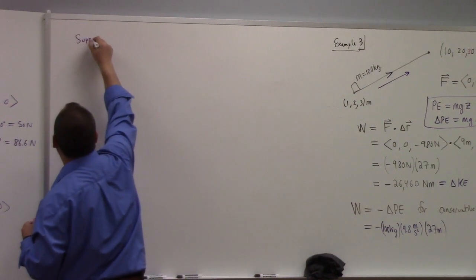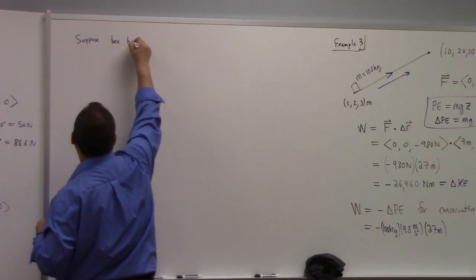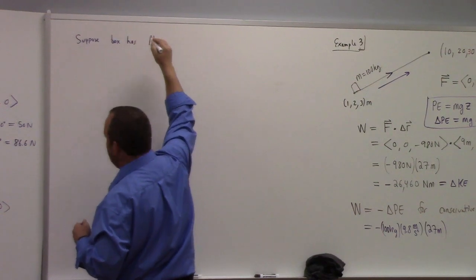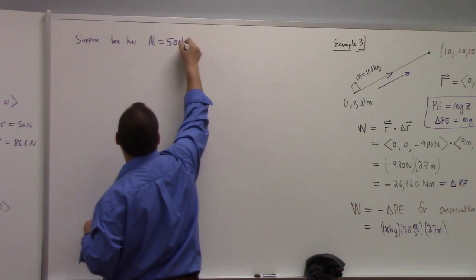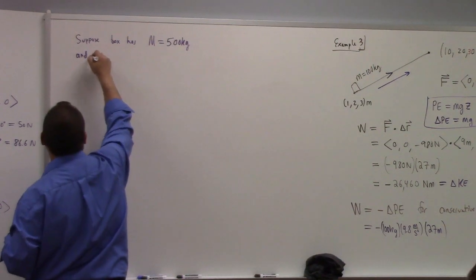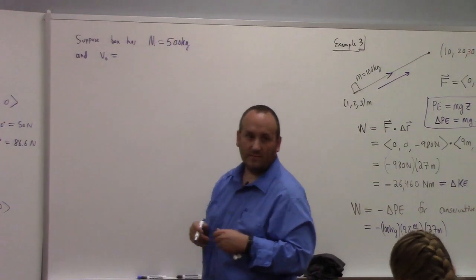Suppose that the box has mass equal to, let's say, 500 kilograms. All right? And V naught, let's let the box initially be what?